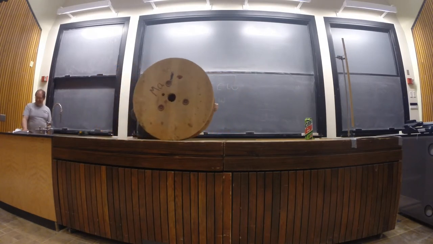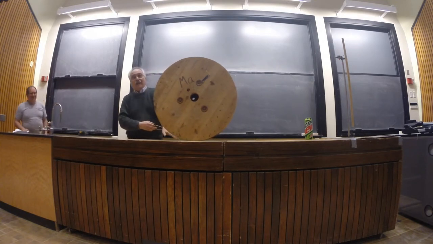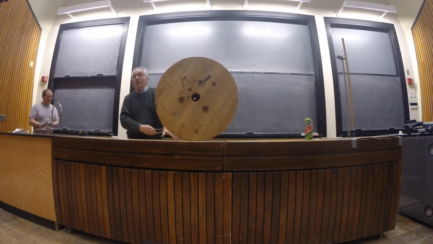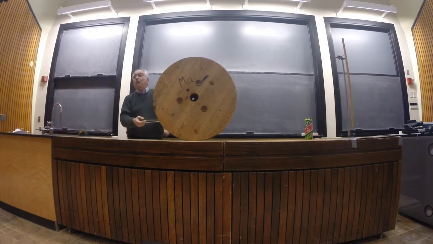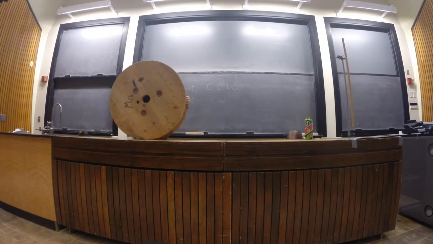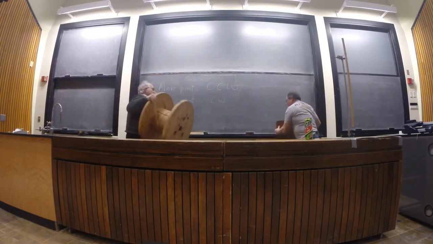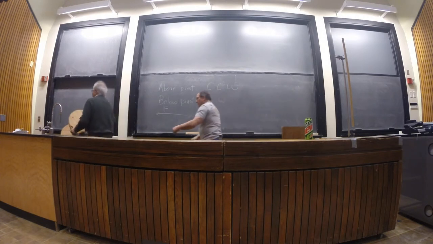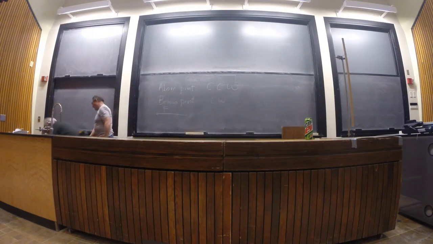As we said, the pivot is the point of contact. In both cases, I am above the pivot. If I'm above the pivot, according to what we said, the rotation is going to be counterclockwise. Okay? Believe it. All right. So we can make some predictions.